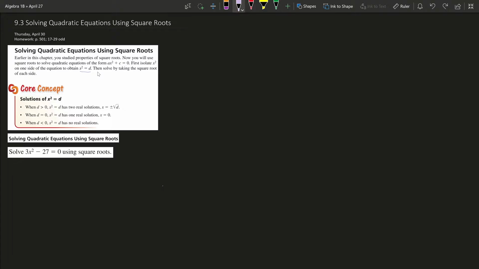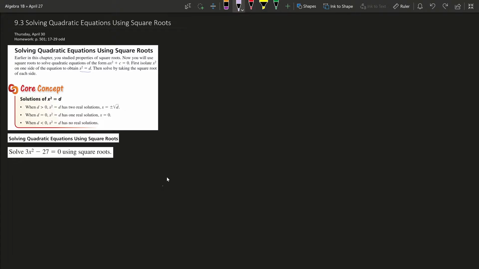So then, once you get x squared by itself, you can solve it by taking the square root of both sides. Whatever you do to the left side has to be done to the right side. And if d is greater than 0, then it has two real solutions, one positive and one negative. That's what this notation means right here. If d is equal to 0, then it has one real solution, x equals 0. If d is less than 0, then it has no real solution.